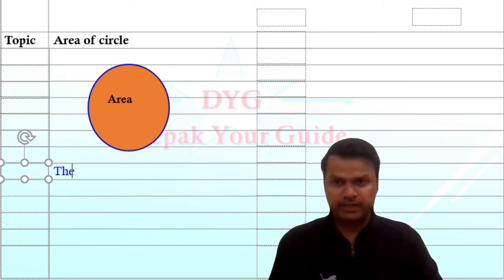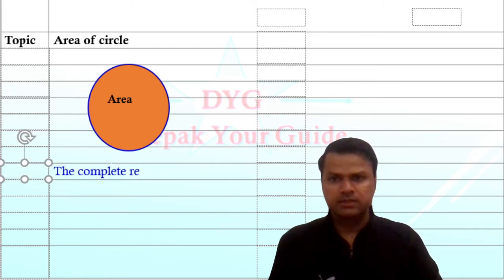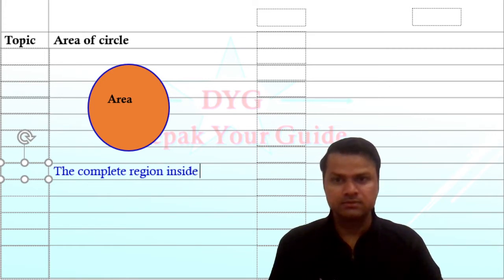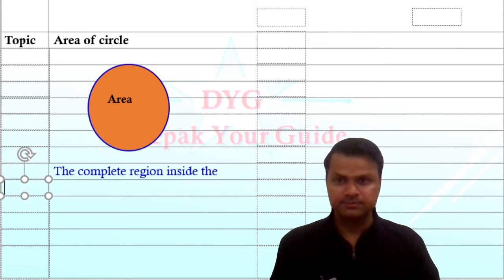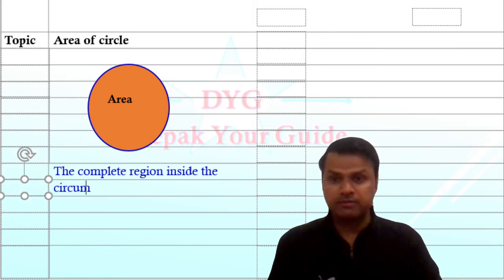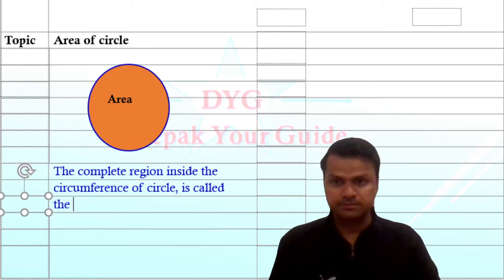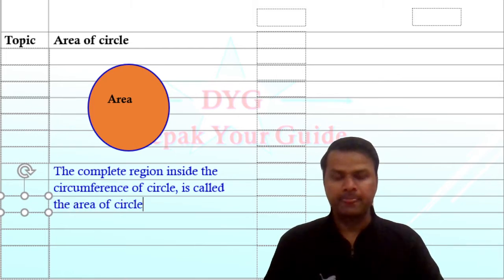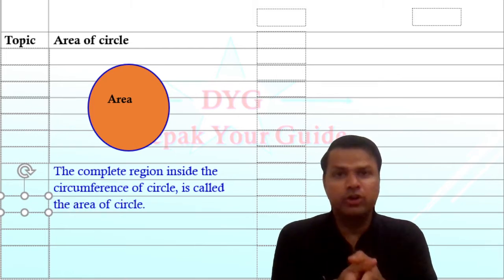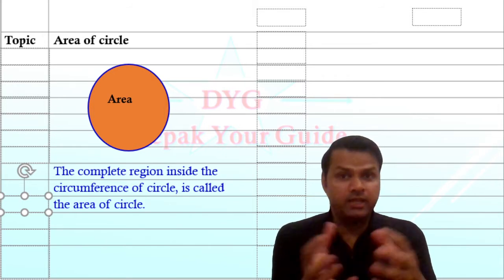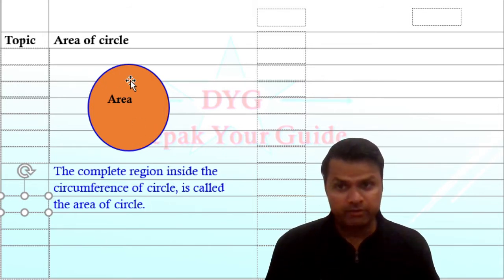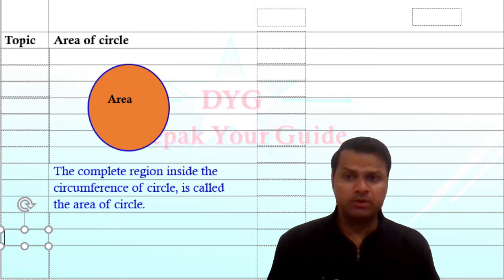So how can we write it? That the complete region inside the circumference of a circle is called the area of the circle. So this is what the area of a circle is. That means whenever they say find the area of the circle, this is the part that we are going to find. Now what is the formula for the area of a circle?